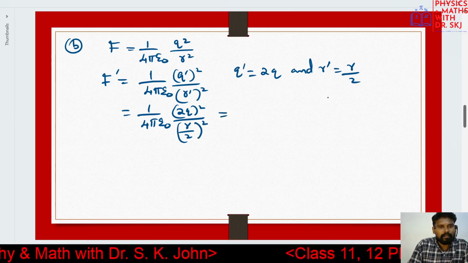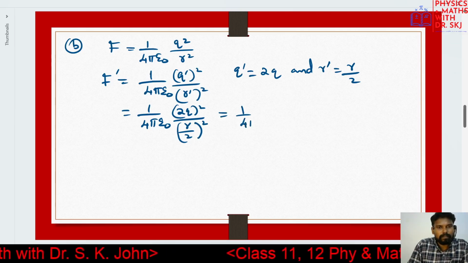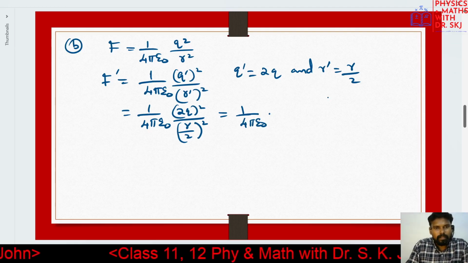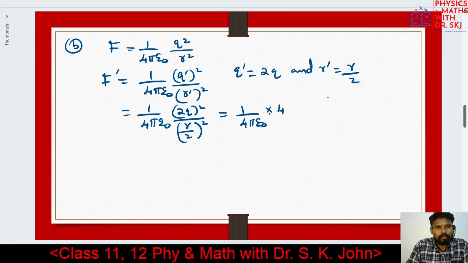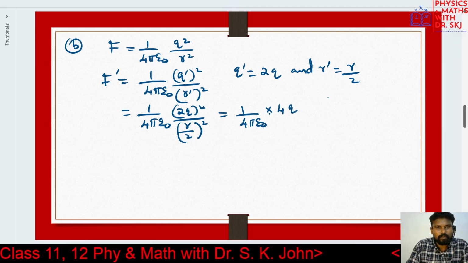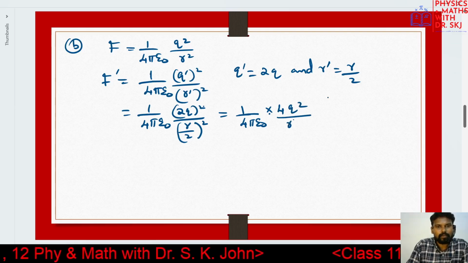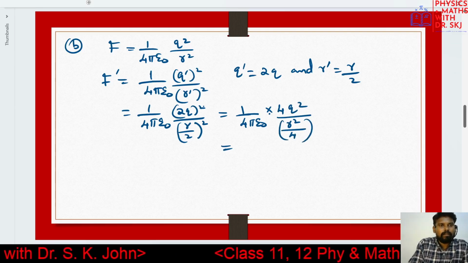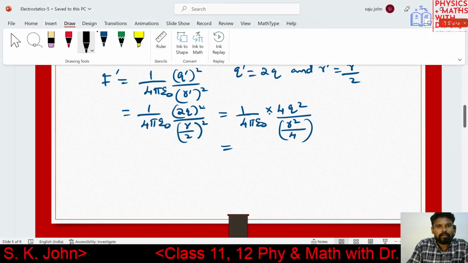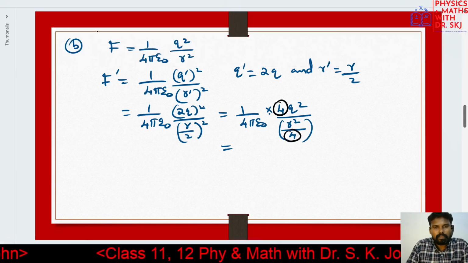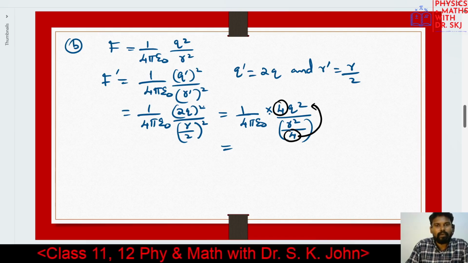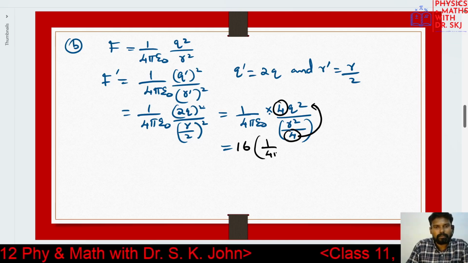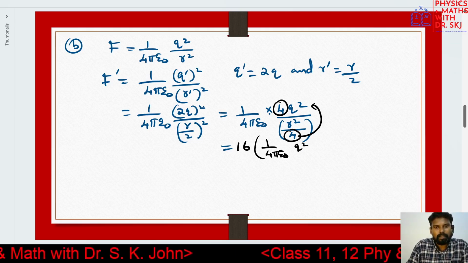So if you simplify, you will get 1 by 4 pi epsilon 0 into 2 square is 4, 4 into q square, right? In the denominator, it is r square by 4. So altogether, this 4 will come to the numerator. 4 into 4 is 16. So 16 times 1 by 4 pi epsilon 0 q square by r square.